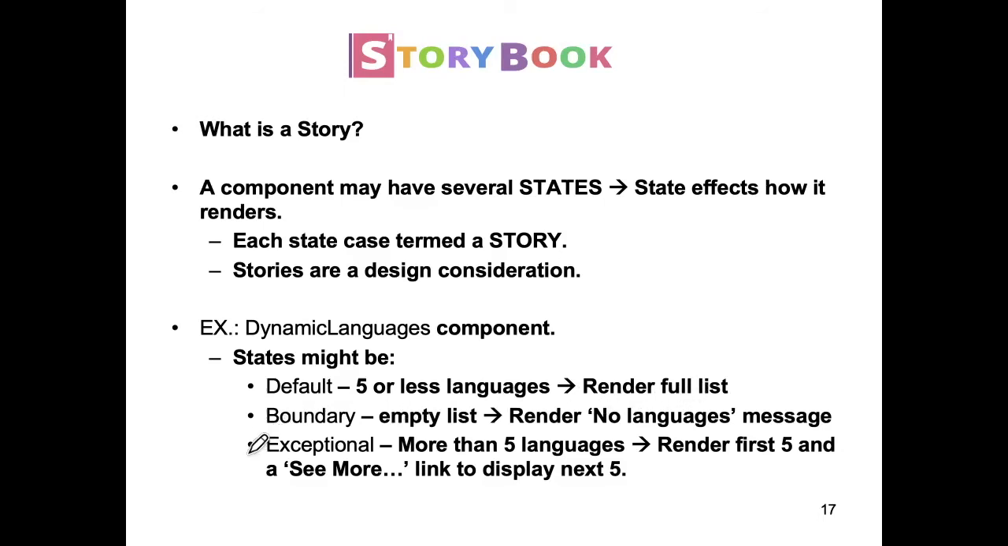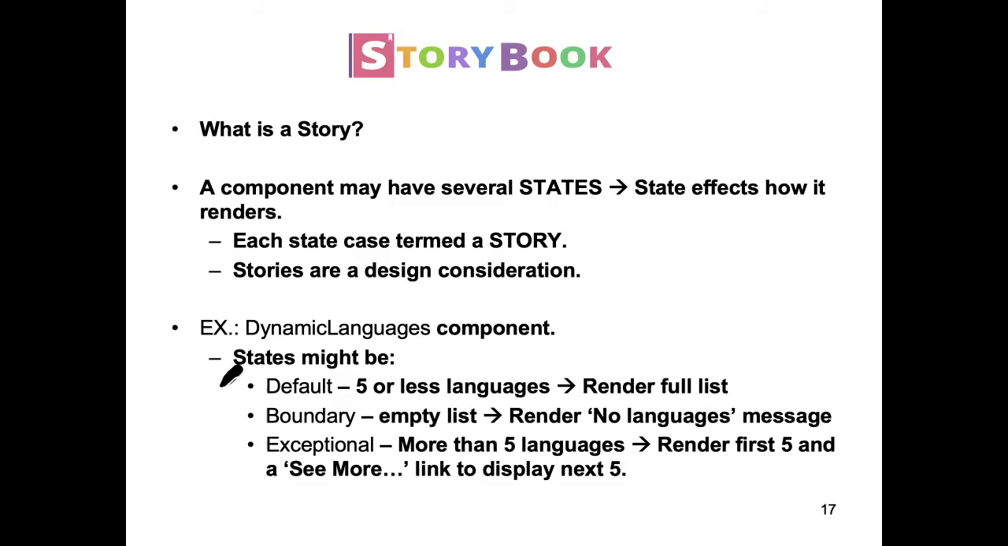And thirdly, if it got more than 5 languages, the way I want the component to render is to display the first 5 and then have a little more button, which if the user clicks on, it'll display the next 5. So I would refer to these as 3 different states or 3 different stories associated with my dynamic languages component. Don't worry about how we come up with these stories. Let's not worry about that for now. Just get the idea that a component can have a number of different states associated with it.